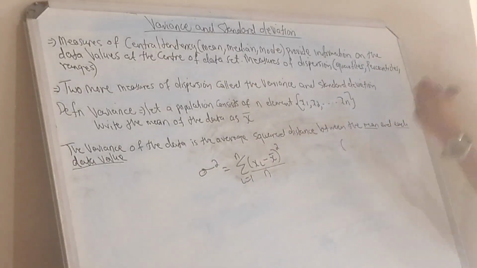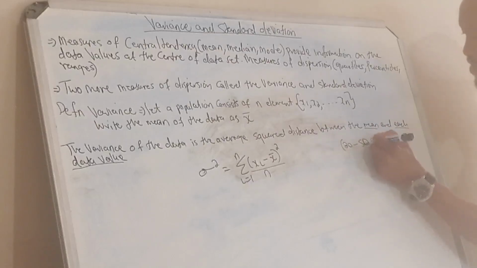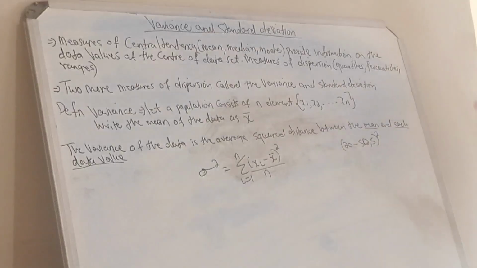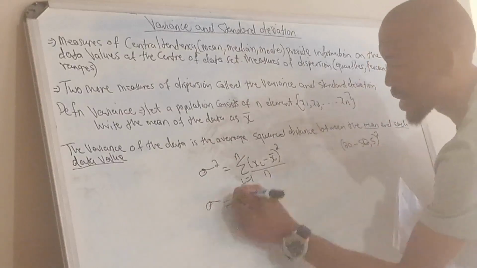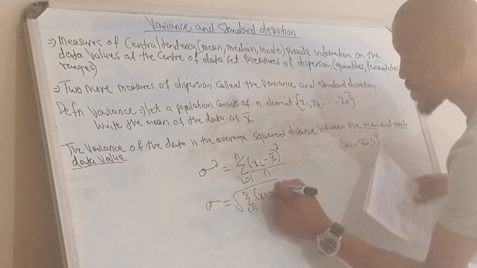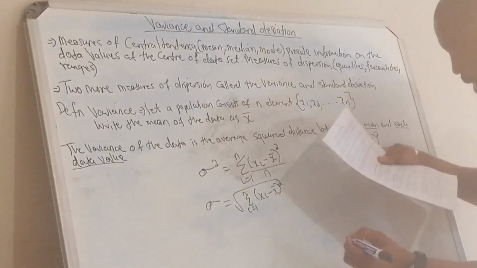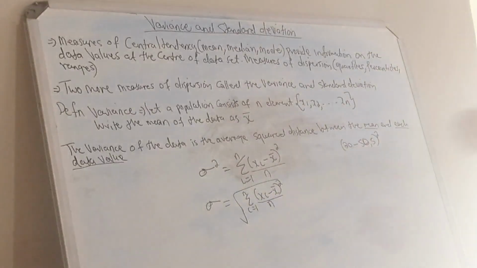For example, the first number, maybe 20 minus 50.5, then you square it. That is how to calculate the variance. To get the standard deviation, we take the square root of the sum from i equals 1 to n of (xi minus x bar) squared, and then divide by n.